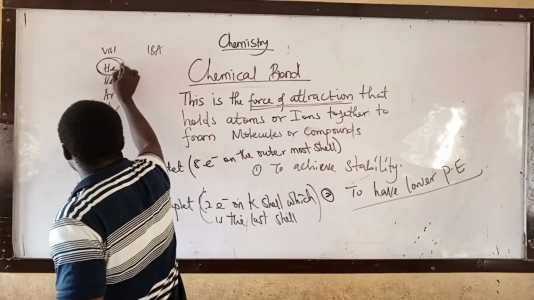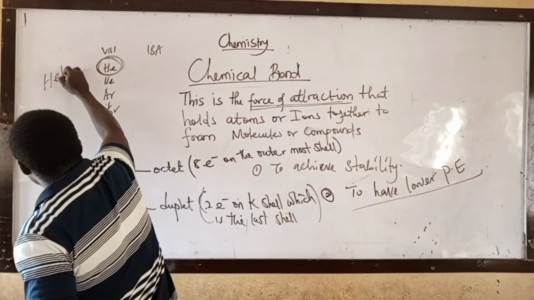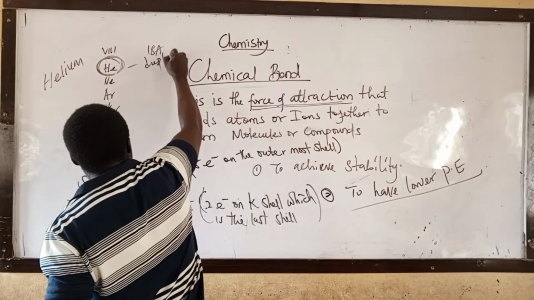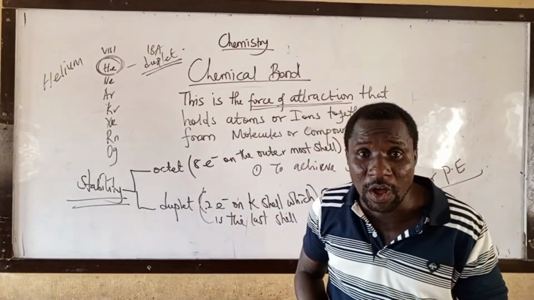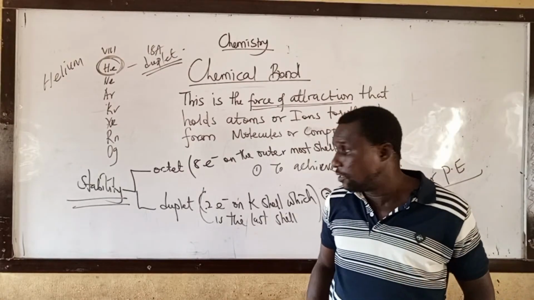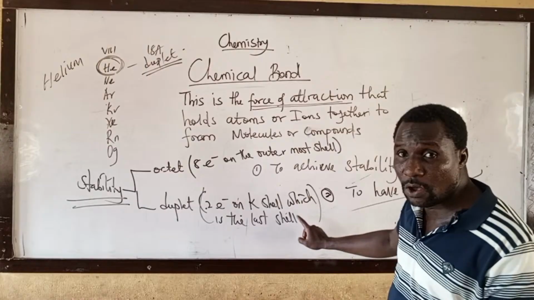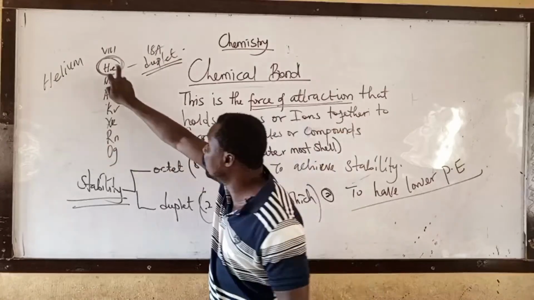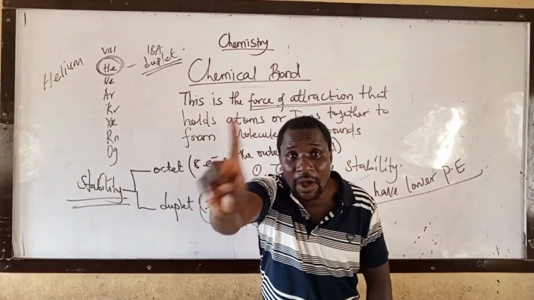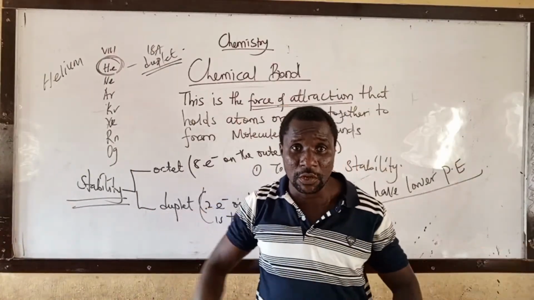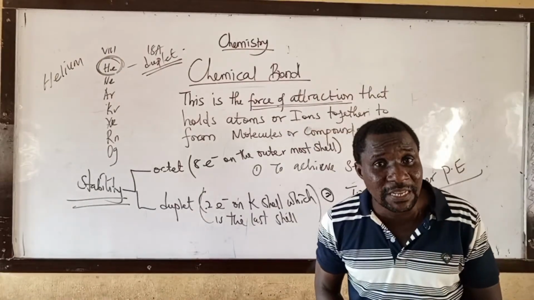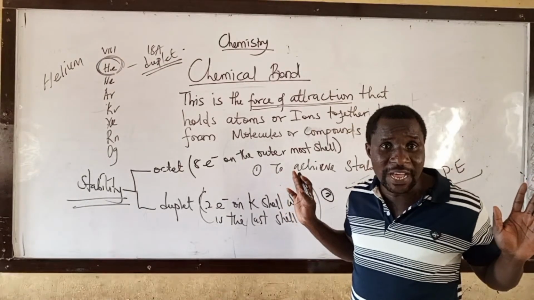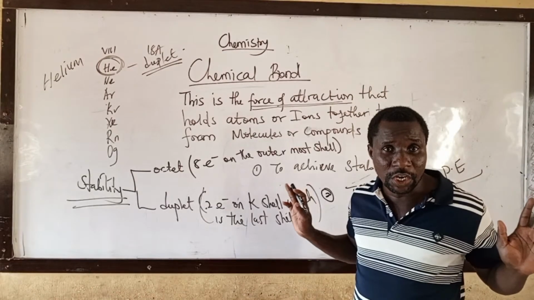This one, helium, take note. Helium is the only one in group 8 that forms a duplet. A duplet is to have 2 electrons on the K shell, and that K shell must be the last shell. Helium only has one shell, which is the K shell, and it has only 2 electrons on it. It is the only element in group 8 that forms a duplet. That means it is stable by having 2 electrons on the K shell.